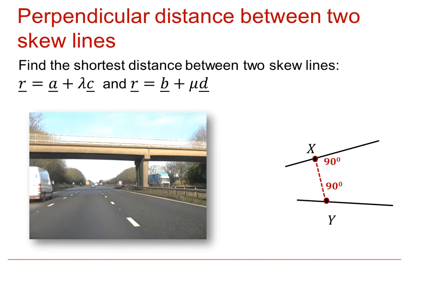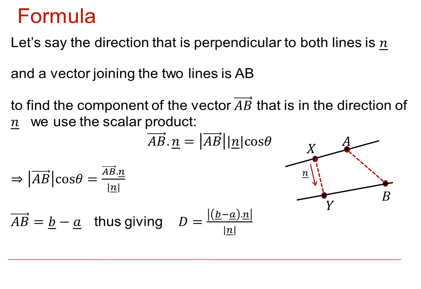So we need to find x on line L1 and y on line L2, such that xy is perpendicular to both lines, and therefore also perpendicular to both direction vectors c and d. There is a formula in the OCR formula book for you to use.